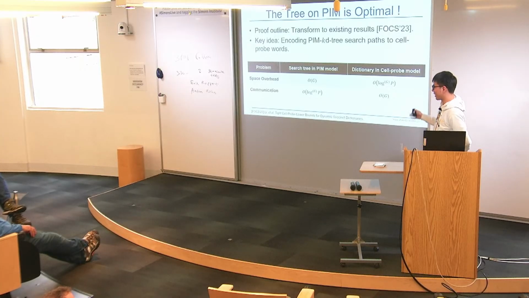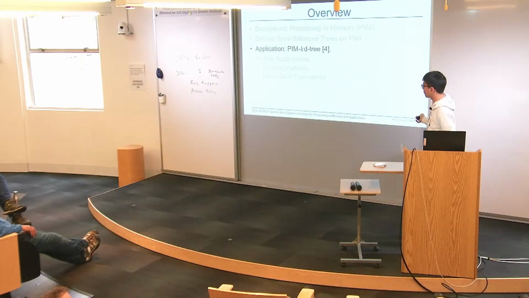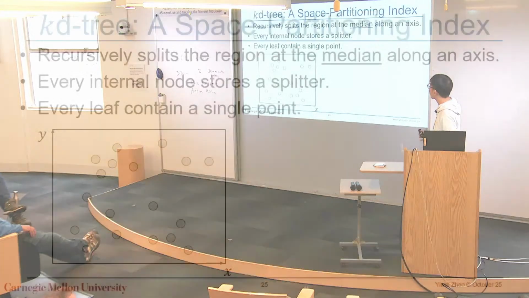So the basic idea is that these two problems are inherently the same, although they look extremely different. So with the semi-balanced tree, we can have a direct application to the PIM KD tree because in most cases, KD trees are strictly balanced or semi-balanced.